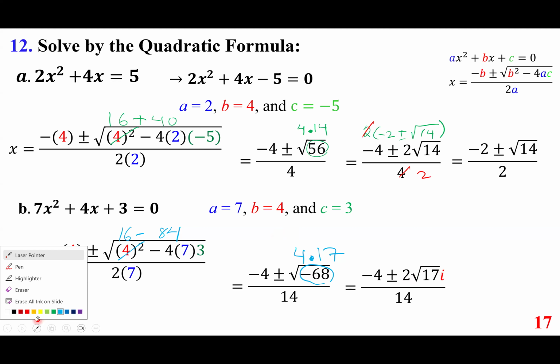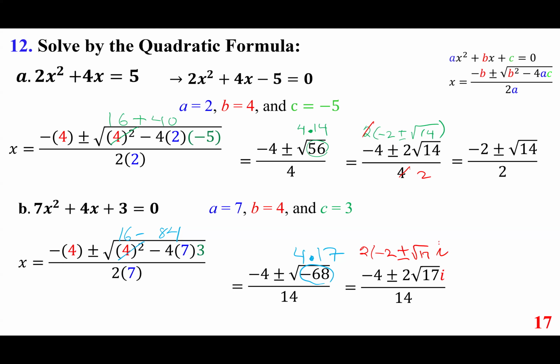Now we factor the 2 out, we get 2 times negative 2 plus minus square root of 17 i. It simplifies to negative 2 plus minus the square root of 17 i over 7. And again, if it helps, put the i in front so we don't mix them up. Okay, everybody?